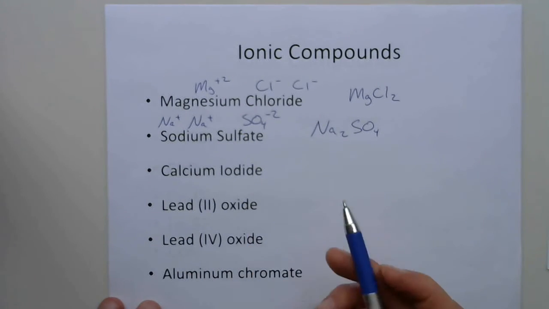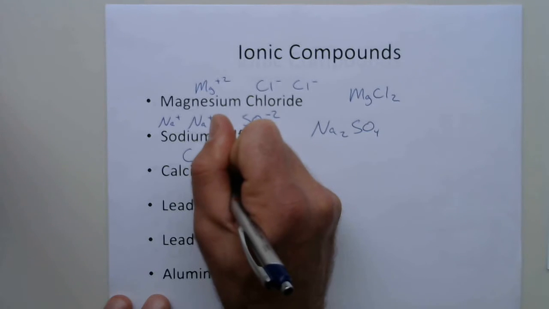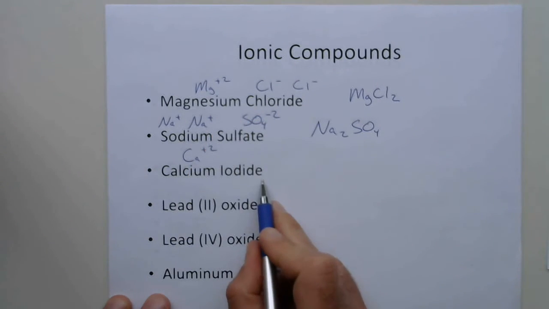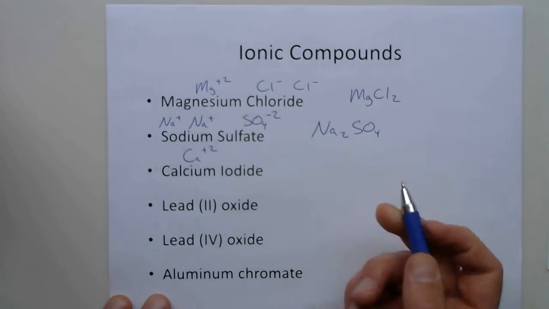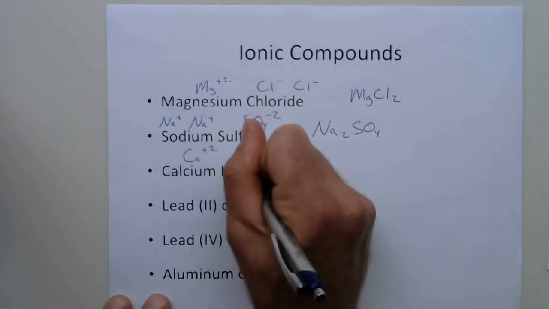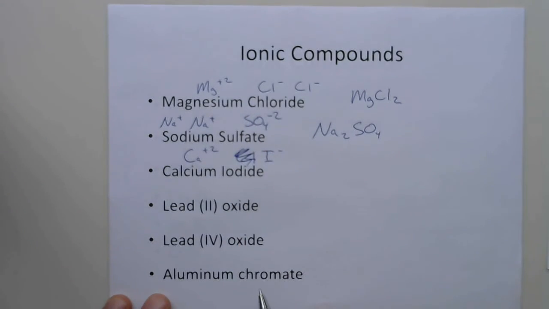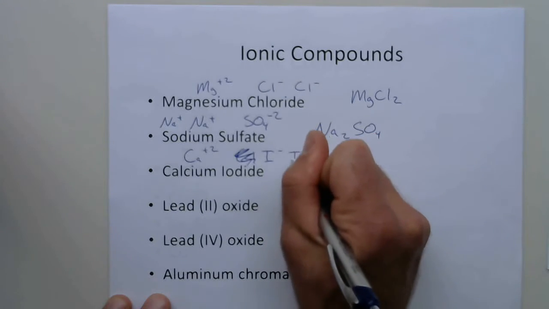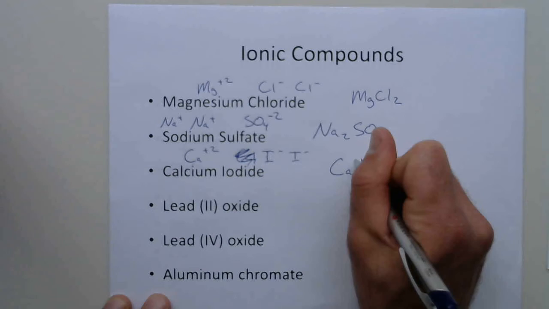Calcium iodide. Okay, so calcium on the periodic table, we look at it, it's right near magnesium in the same group, so it also has a +2 charge. Iodide, so it's ending in IDE, so it's just a monatomic ion, similar to chloride. Similar to chloride, it has a -1 charge. And so we need 2 of the iodides to pair up with each calcium. So CaI2.